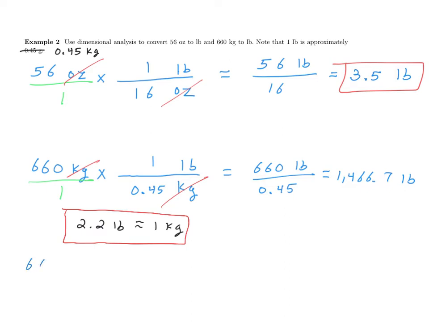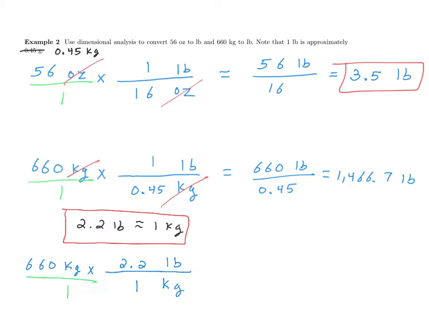You'd start with 660 kilograms, and you'd multiply this by, well, again, you want to cancel kilograms, so it goes in the denominator, and pounds is in the numerator. But this time we're saying for every 1 kilogram, there's roughly 2.2 pounds. I kind of like using this one better.